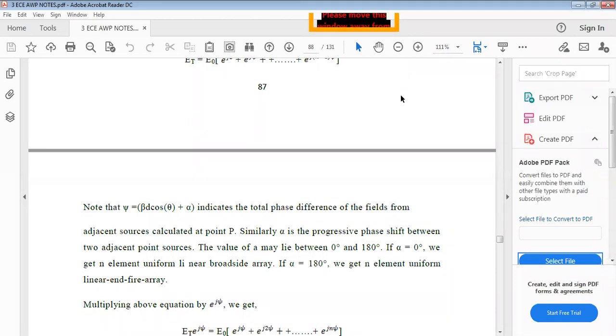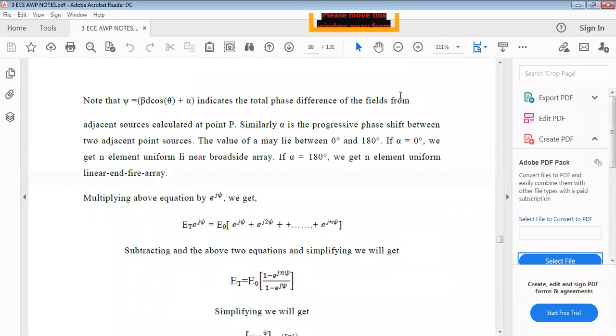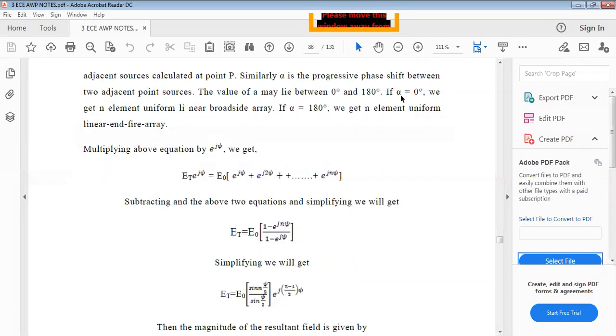Okay, and what is the final expression we got for the two element array? For identical point sources and excitations, we got the total field strength Et equal to 2 E naught into cos of beta d cos phi by 2.